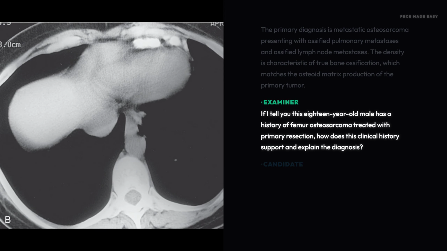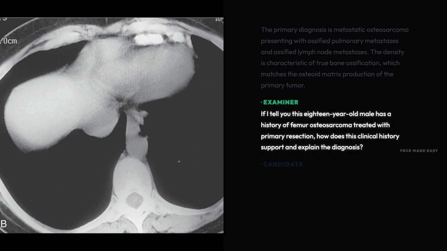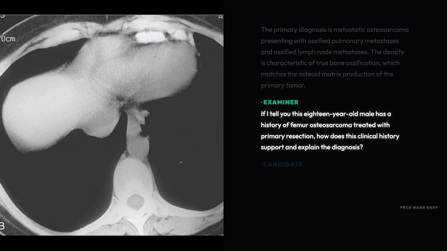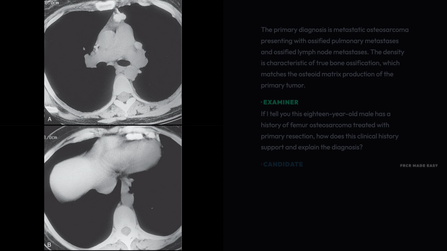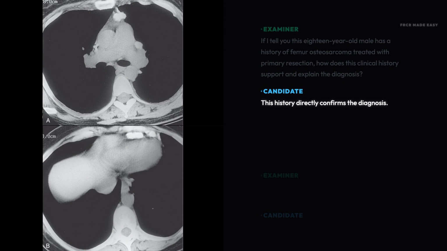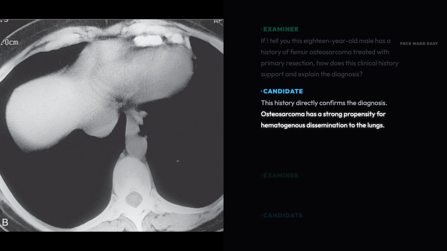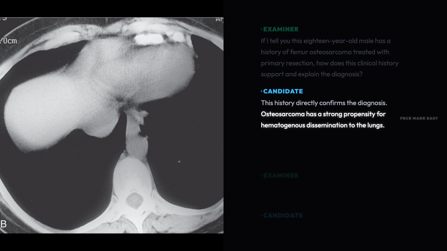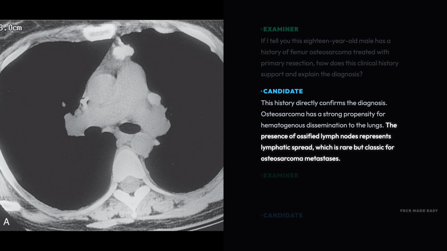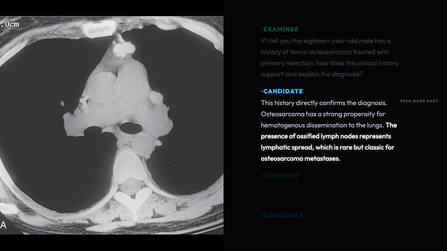If I tell you this 18-year-old male has a history of femur osteosarcoma treated with primary resection, how does this clinical history support and explain the diagnosis? This history directly confirms the diagnosis. Osteosarcoma has a strong propensity for hematogenous dissemination to the lungs. The presence of ossified lymph nodes represents lymphatic spread, which is rare but classic for osteosarcoma metastases.